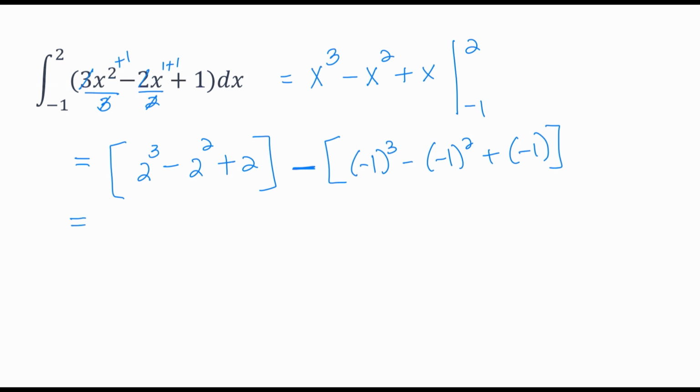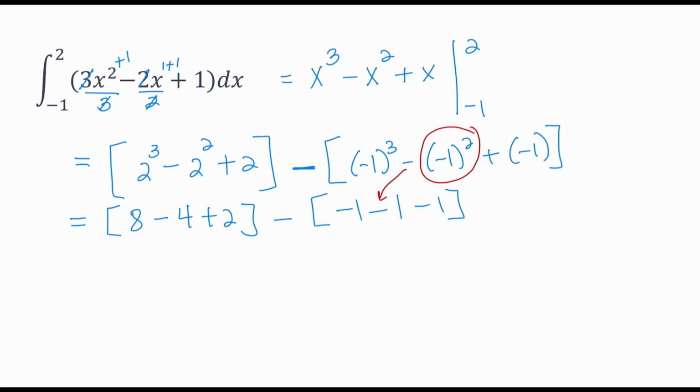So now I'm going to go ahead and evaluate this. 2 to the third power is 8. 2 squared is 4 plus 2 minus negative 1 to the third power is negative 1, minus from the subtraction. Negative 1 squared right here, a lot of students get this wrong. That is positive 1. So again, I wrote down minus because I brought down the minus from the subtraction. So this is negative 1 minus 1 plus a negative 1, which is technically just another negative 1.